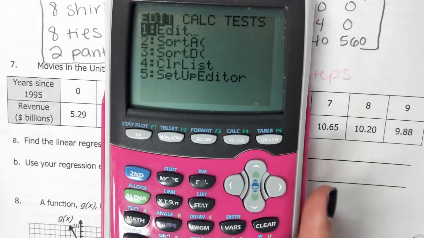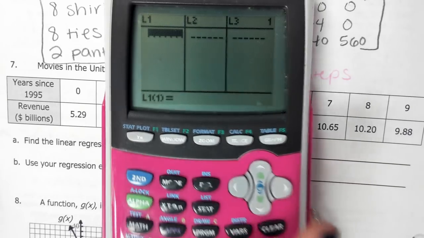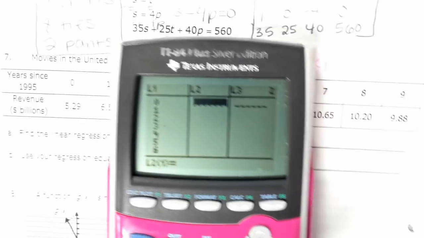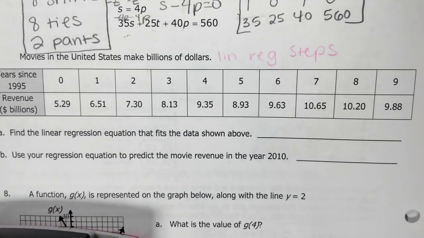So stat edit, and I'm going to, in L1, hit the years since. So I'm going to hit 0, enter, 1, enter, 2, enter, 3, 4, 5, 6, 7, 8, and 9. Make sure you press enter after all of those numbers. Then I go over to L2, so now I'm in L2, and I'm going to hit in the revenue.